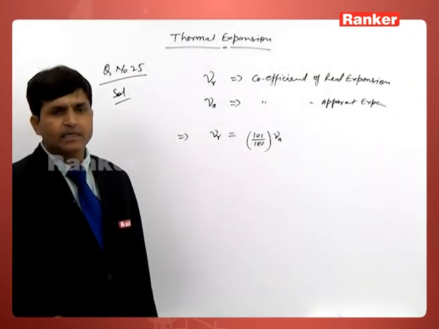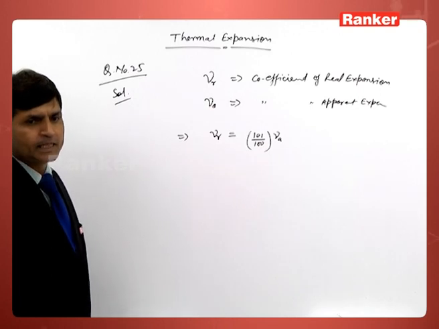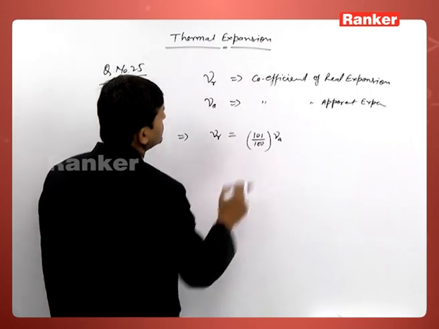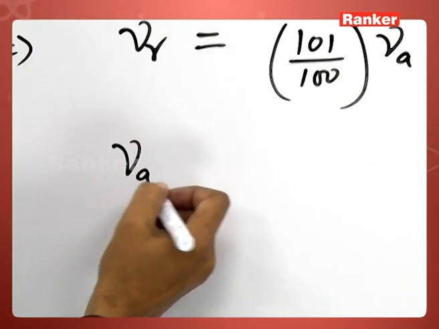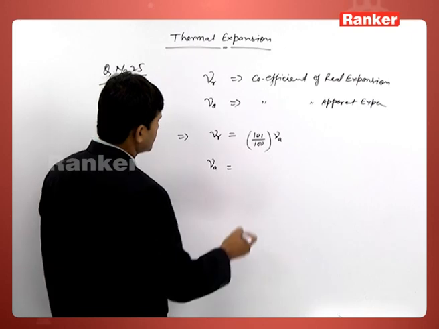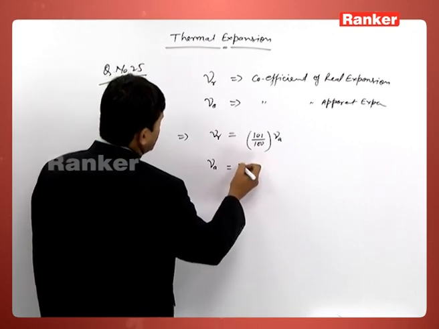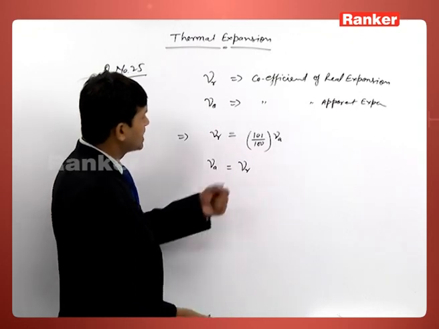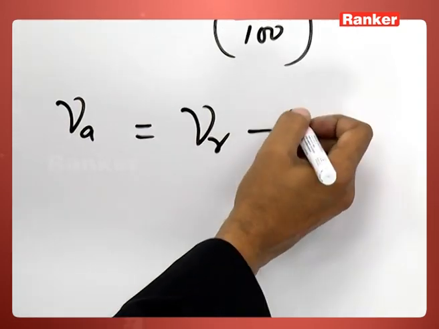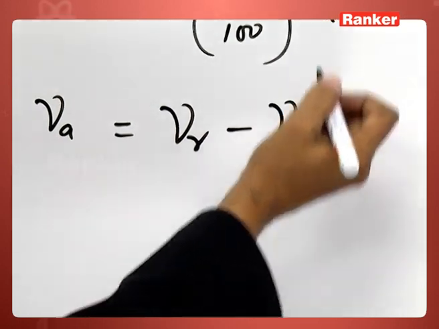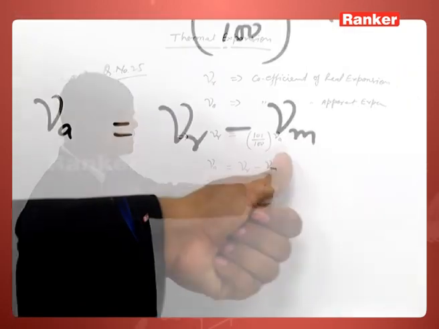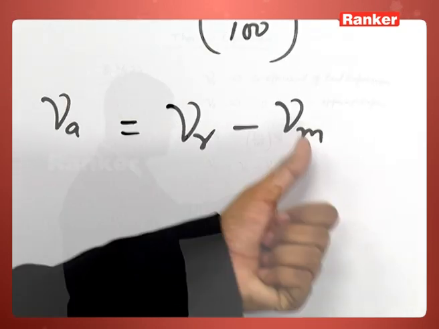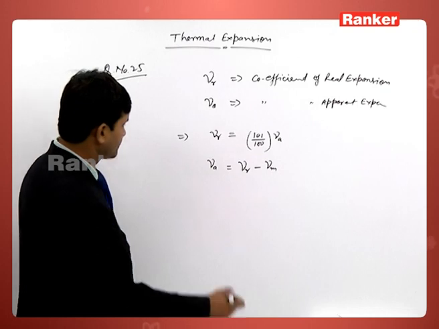Now they are asking for the linear expansion coefficient of the material. The first thing: apparent expansion is equal to the real expansion of the liquid minus the real expansion of the material. So they are asking the value of alpha for the material.